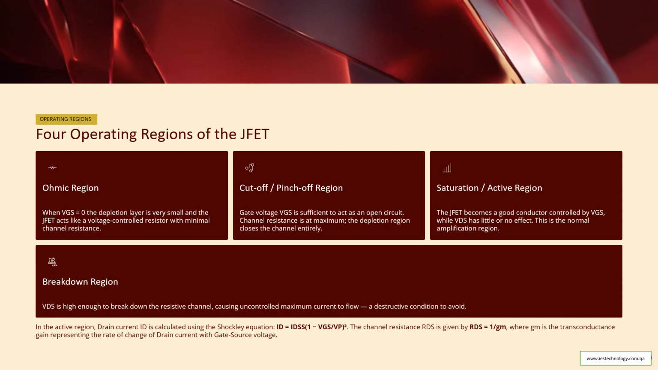Breakdown region. VDS is high enough to break down the resistive channel, causing uncontrolled maximum current to flow, a destructive condition to avoid. In the active region, drain current ID is calculated using the Shockley equation, ID equals IDSS, 1 minus VGS/VP, superscript 2. The channel resistance RDS is given by RDS equals 1/GM, where GM is the transconductance gain representing the rate of change of drain current with gate source voltage.